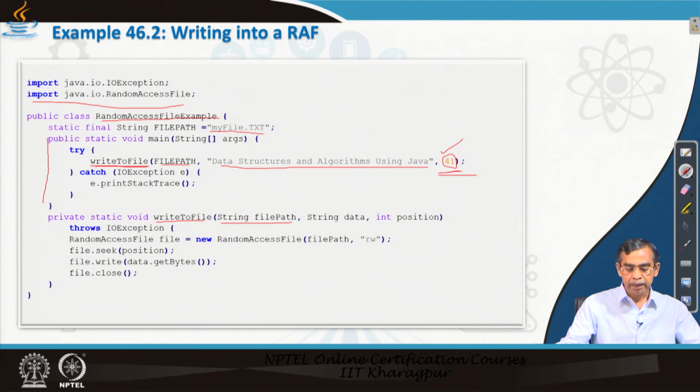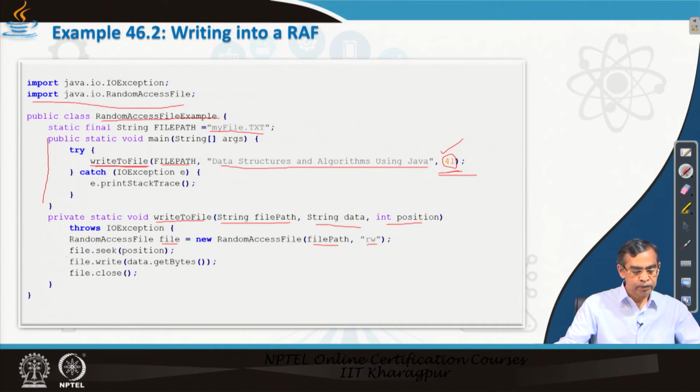So, this is the name of the file, this is the message that we want to write, and this is basically where we want to write in the random access file. Now the file object is created giving the file path, and we want to create it in read write mode. So this file can be used both for reading and writing as you have opened it. Otherwise, you could open it in write mode only.